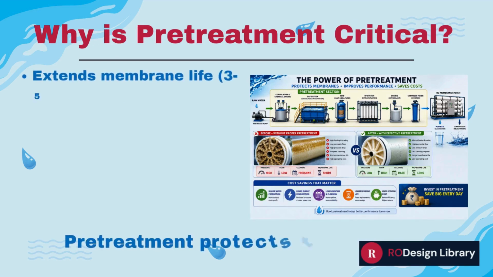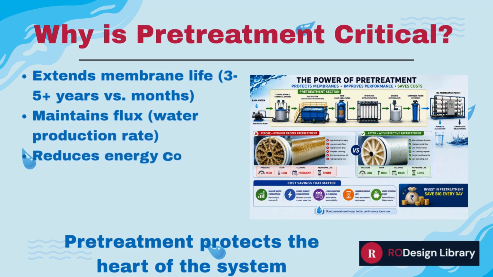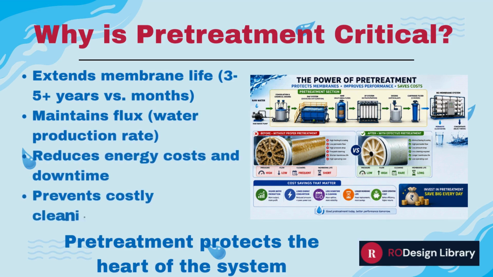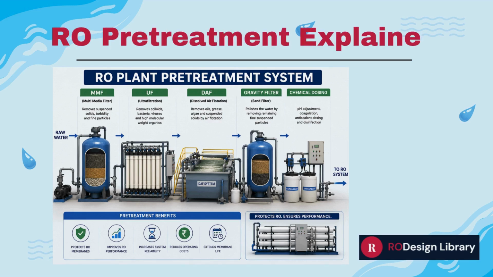Pretreatment is essential to protect expensive RO membranes from particulates, organics, and biofouling that cause rapid performance decline. RO pretreatment is the first and most important line of defense for any RO plant. Proper pretreatment removes suspended solids before they reach the membranes, and poor pretreatment selection is one of the leading causes of RO performance decline and membrane fouling.